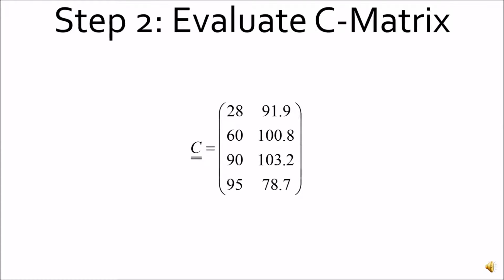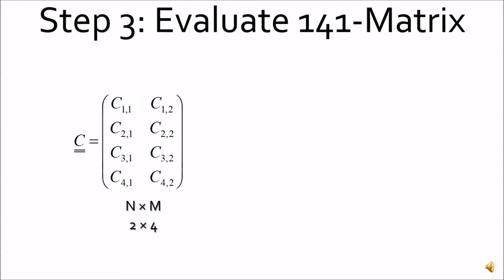And there it is. Okay, so the next step is to evaluate what's called the 1-4-1 matrix. As I mentioned before, this is just a specified matrix which is used in the algebra of this process. What you should note is the only important thing is to determine the dimensions of the matrix. So we have a 2x4 matrix, we have 4 rows, and we're going to do some algebra.